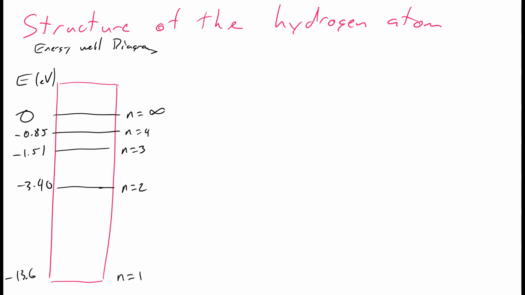So today's lesson is going to be looking at just the structure of the hydrogen atom. And what I've drawn over here on the left is an energy well diagram. And what we're saying here, n is infinity, is basically when the proton core of an atom and the electron, in this case hydrogen, no longer are influenced by each other. So when these are not influenced by each other, the energy is zero, which makes sense.